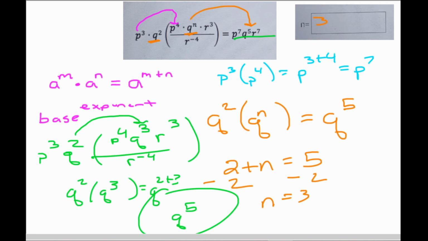So let's look at why we must have the same base when we're multiplying together and why we're able to add them up.